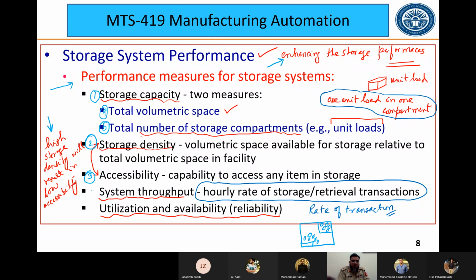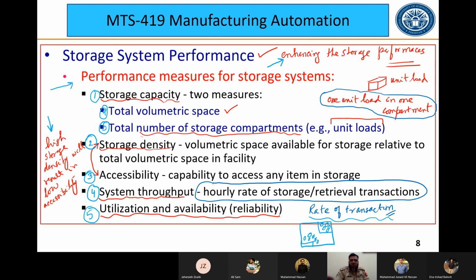Okay, then next, the fourth thing is the system throughput, and this is actually the hourly rate of storage or retrieval transactions, or we also call it the rate of transaction. We will define what is a transaction in the next to next slide. And then the fifth one is the reliability of the system. We have already talked about this term reliability, which is a combination of utilization and availability. And we know about these two terminologies, which are called utilization and availability.